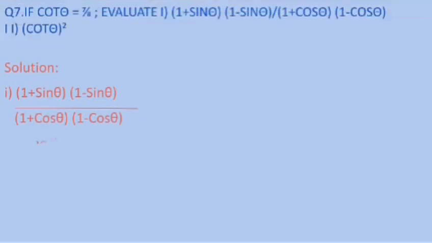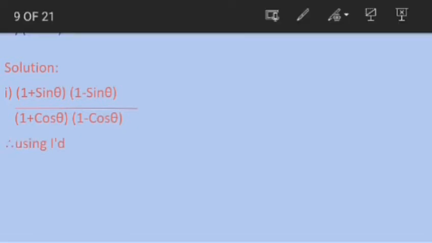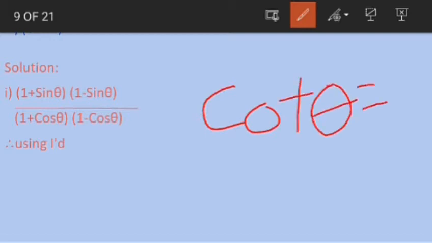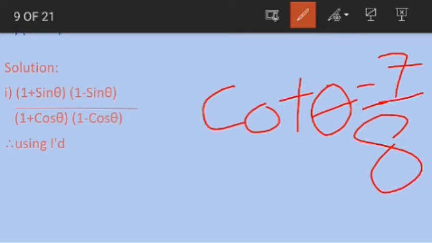So class, first of all, the thing you need to understand is that you need to calculate the value. We are only given the value of cot theta, that is 7 by 8. We need to solve it for (1 plus sine theta)(1 minus sine theta) and (1 plus cos theta)(1 minus cos theta). Since we are only given the value of cot theta, we need to calculate the trigonometric ratios of sine and cos. Then we are going to solve it.